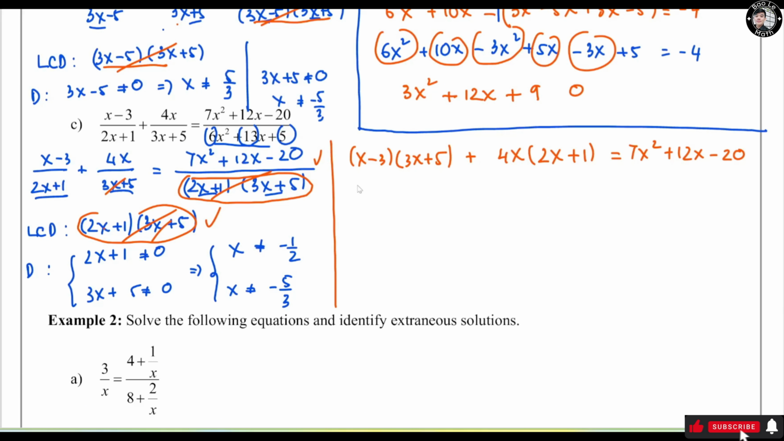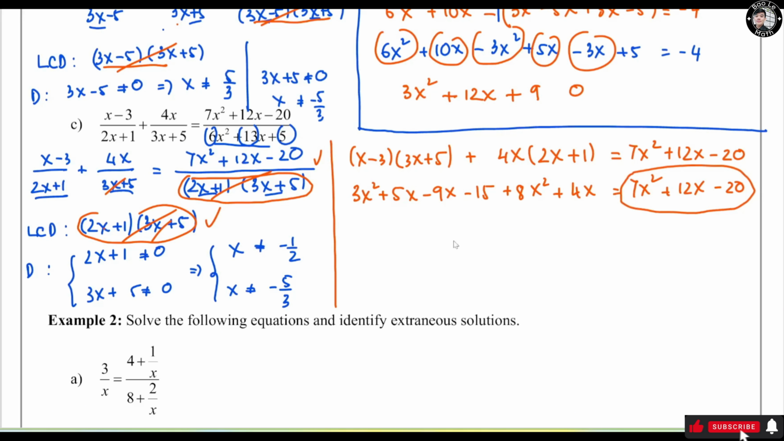Alright, now we're going to distribute this one, so it could be 3x squared plus 5x minus 9x minus 15 plus 8x squared plus 4x equals 7x squared plus 12x minus 20. Now I'm going to move every single term right here to the left hand side.